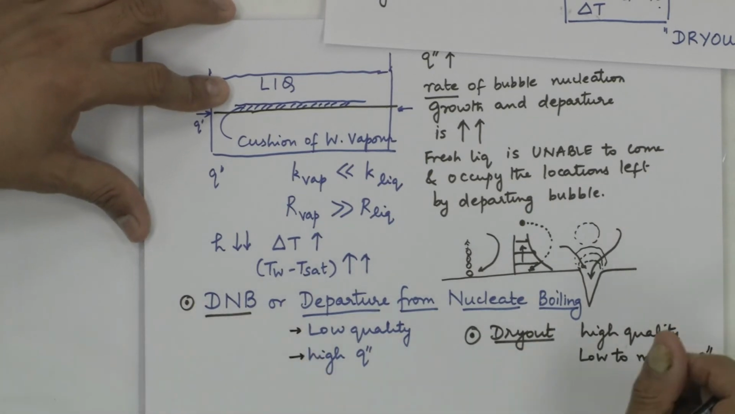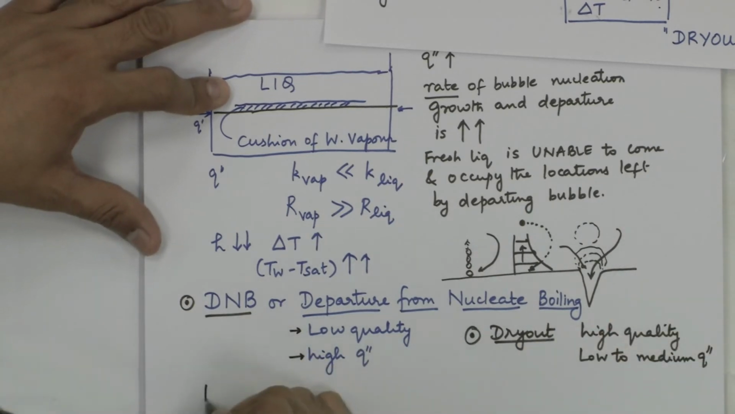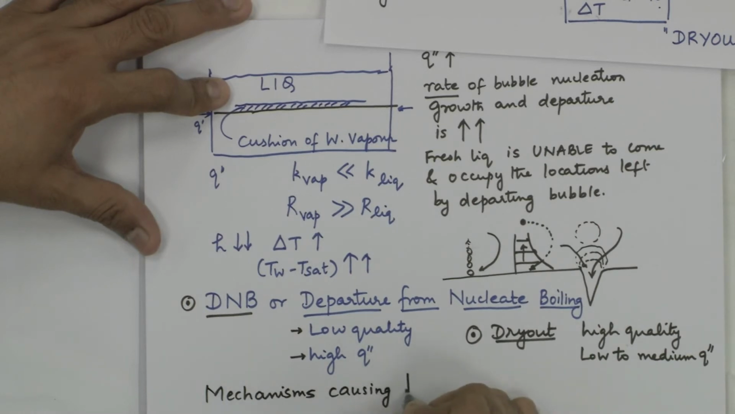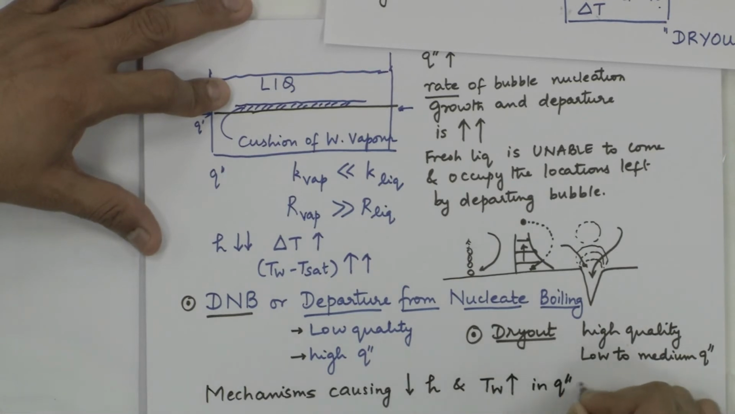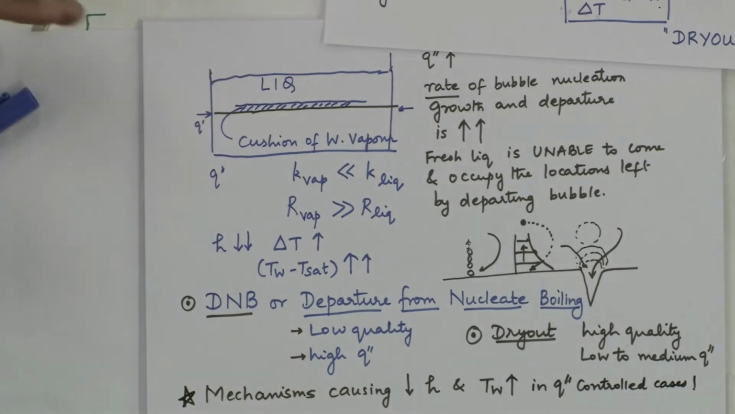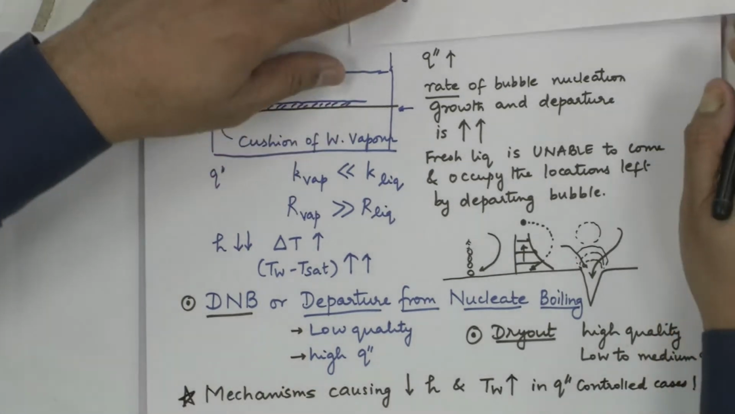Both these mechanisms, these are mechanisms of CHF. Mechanisms causing drop in heat transfer coefficient, an increase in wall temperature in heat flux controlled cases. We happen to call this CHF, critical heat flux.